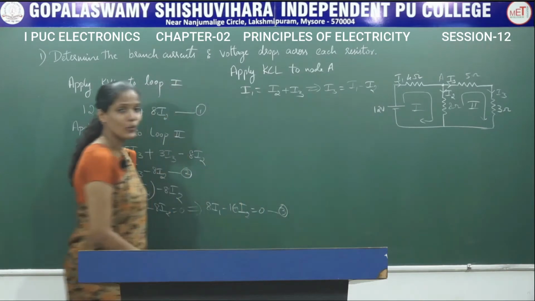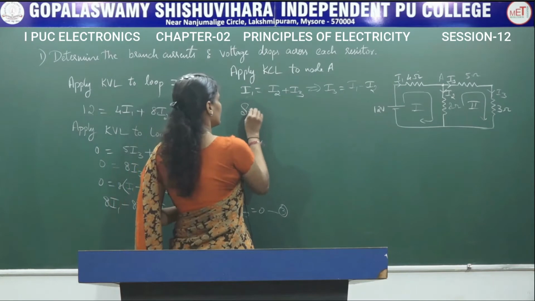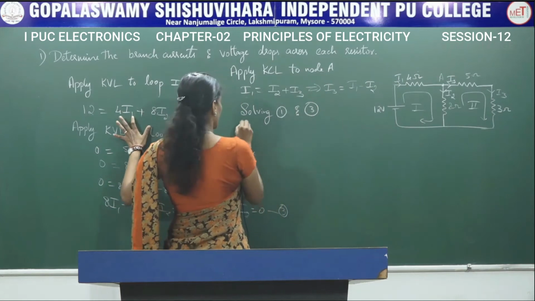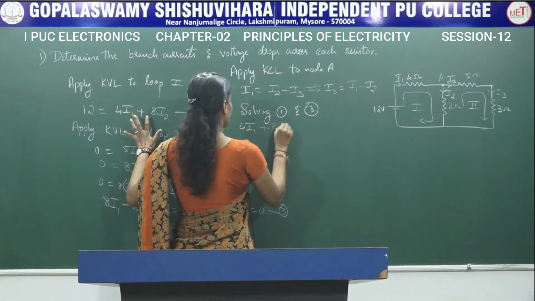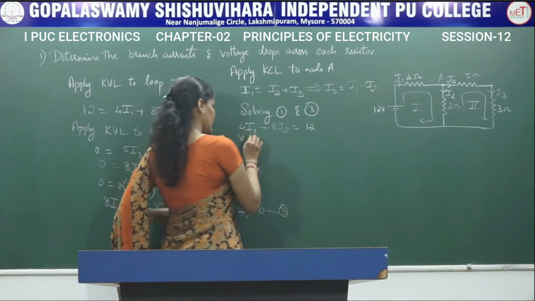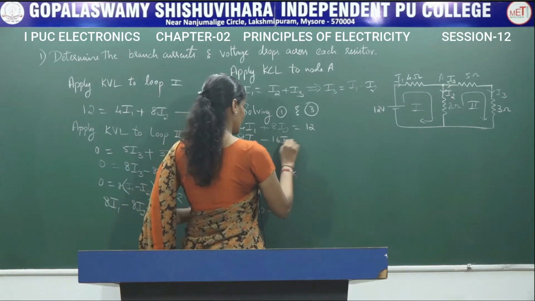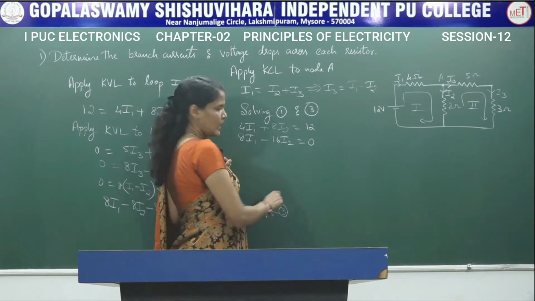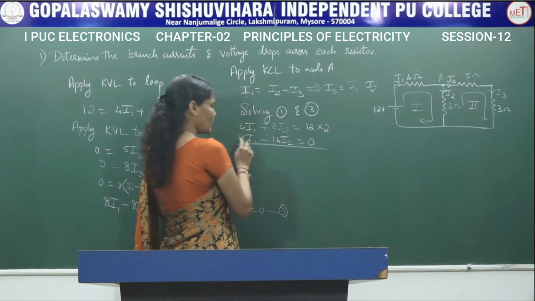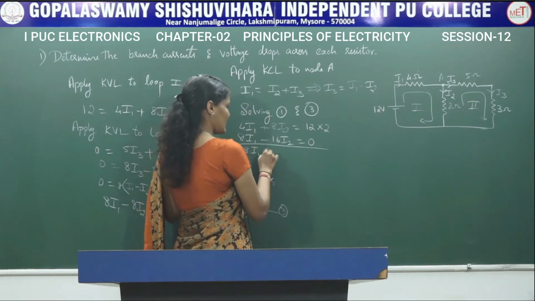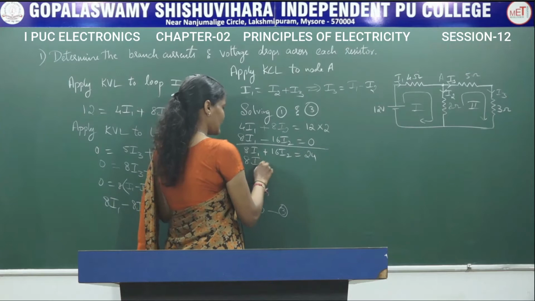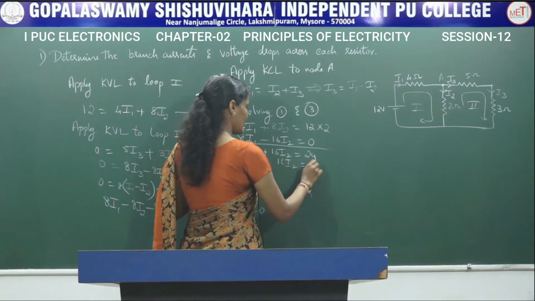Let us call this equation number 3. Now, solving equation 1 and 3, we get 4 I1 plus 8 I2 is equal to 12, whereas this third equation is 8 I1 minus 16 I2 is equal to 0. Now, in order to cancel this parameter I2, I have to multiply this equation by 2. So, 4 2s are 8 I1 plus 16 I2 is equal to 24, whereas this is 8 I1 minus 16 I2 is equal to 0.